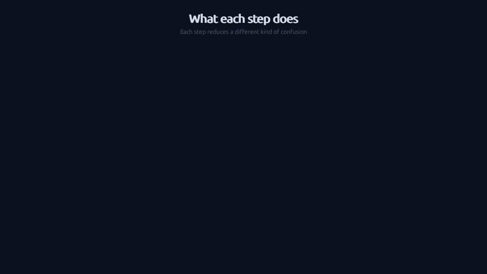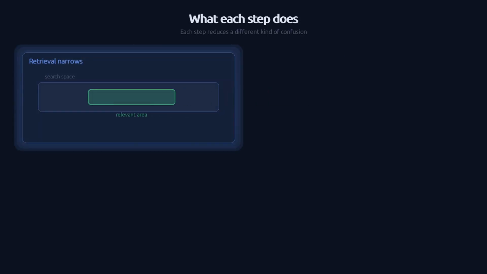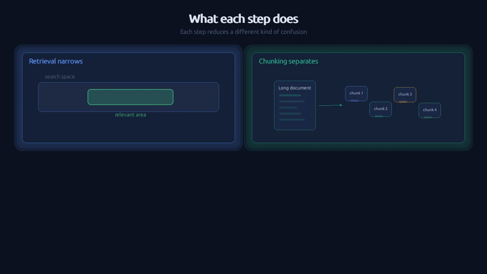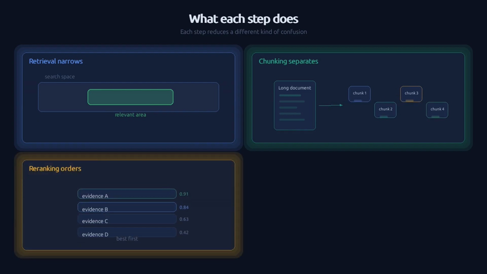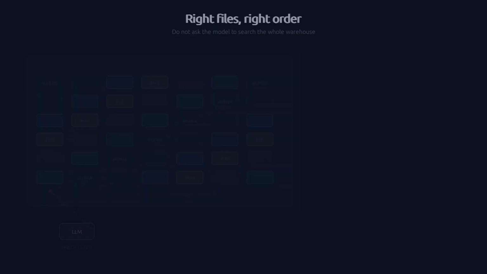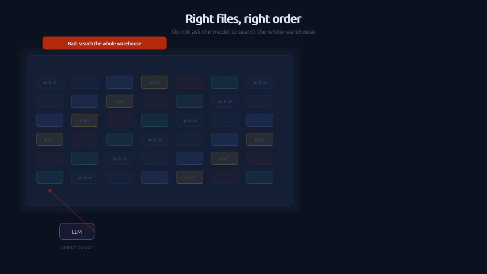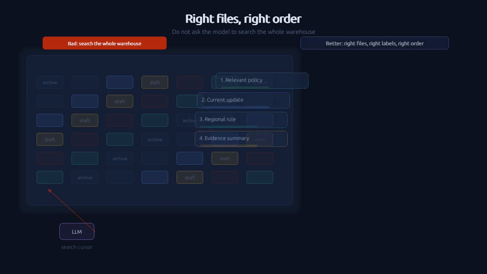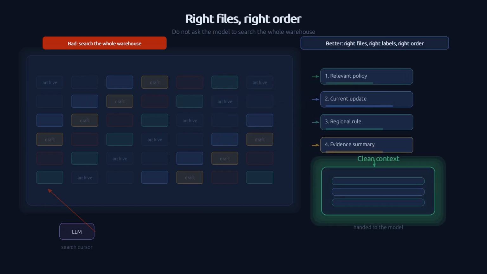The retrieval system narrows the search space. Chunking breaks documents into meaningful units. Re-ranking improves the order and relevance of those units. Summarization removes repeated or low value information. Now, the LLM is not being asked to search an entire warehouse. It's being handed the right files, the right labels in the right order, and that changes the quality of the answer.